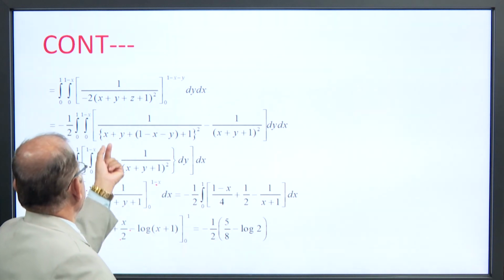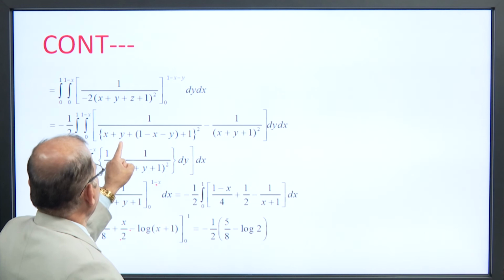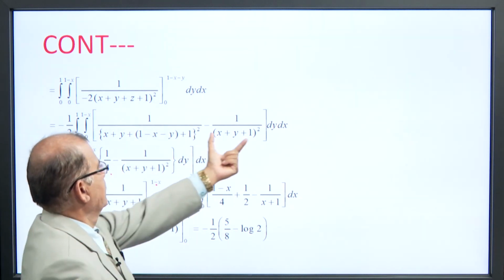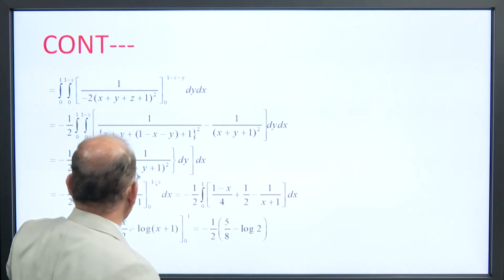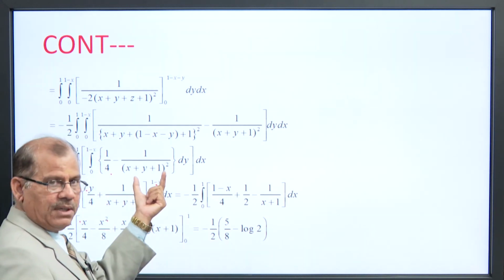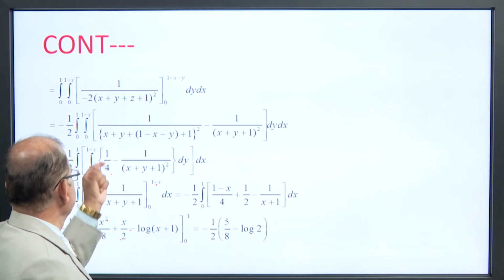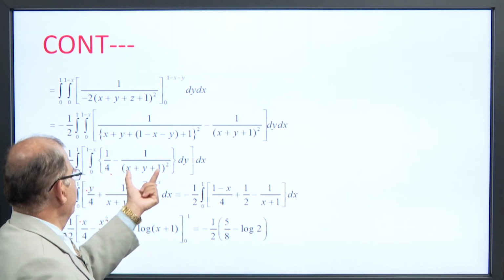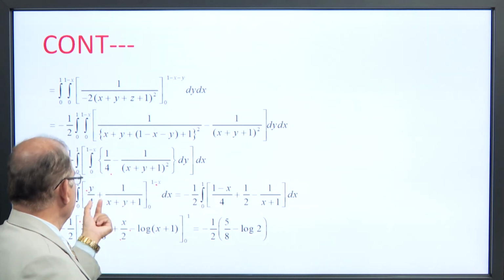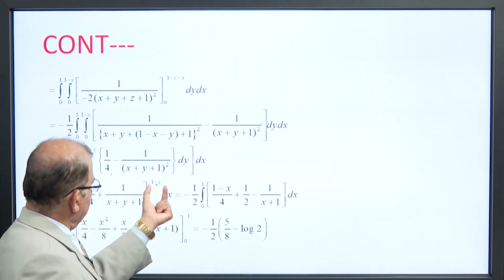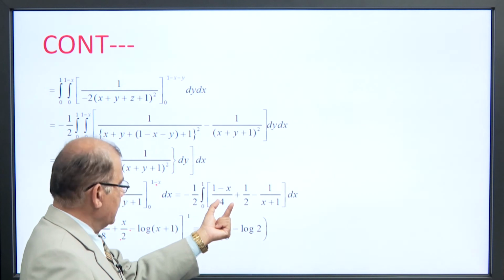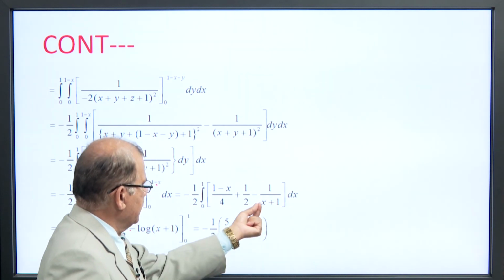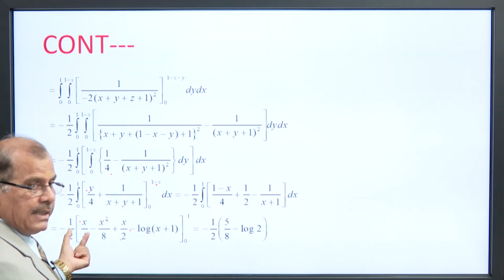Solving it, we get x and x cancelled out, y and y cancelled out, we get 1 and 1, 1 plus 1 is 2, 2 square means 4, 1 by 4 minus 1 by x plus y plus 1 whole square. Again integrate with respect to y, because y contains one variable x, the integral of 1 by 4 is y by 4, the integral of 1 by x plus y plus 1 whole square is minus and minus plus 1 by this. Again substituting the limit, we get 1 minus x by 4 plus 1 by 2 minus 1 plus x dx.